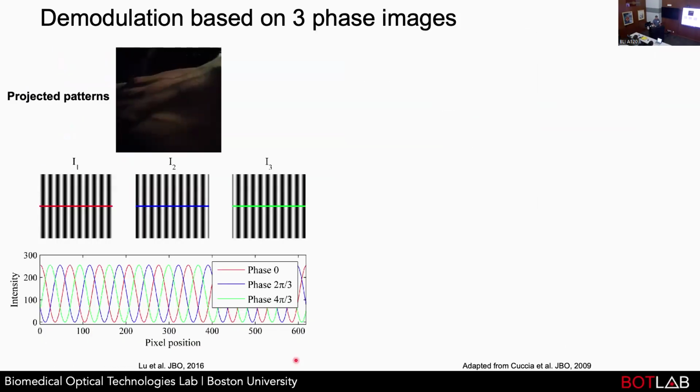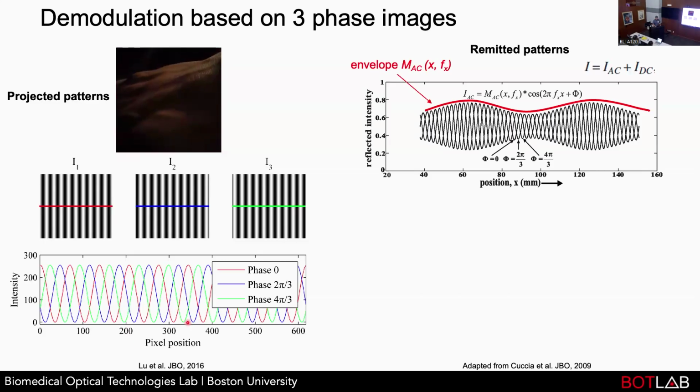Let's dive in a little bit more. Here's our measurement again, a projected pattern, different spatial frequencies, different wavelengths of light. We project for a given spatial frequency at these three phases. If we take a line profile through those phases, you can see them shown here: 0, 2 pi over 3, and 4 pi over 3. What we want is the envelope of these measurements.